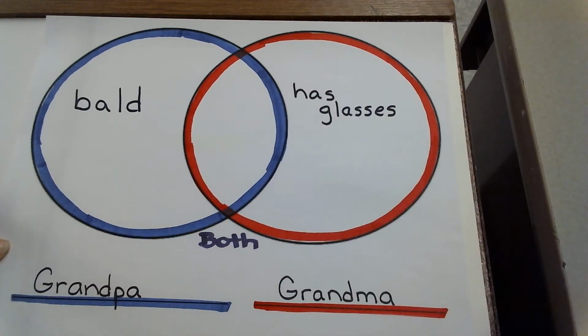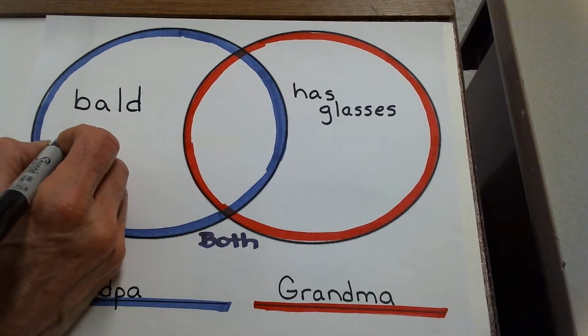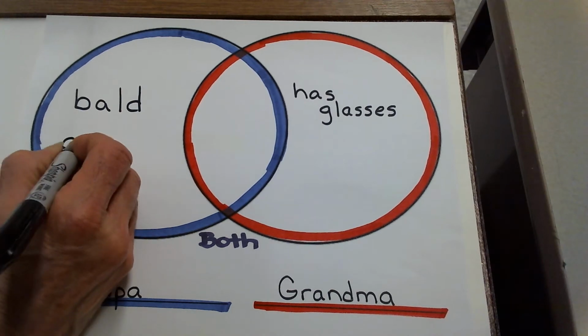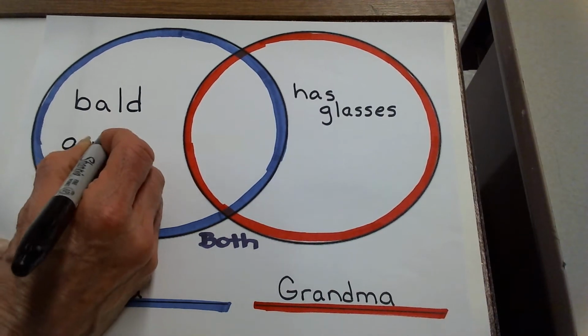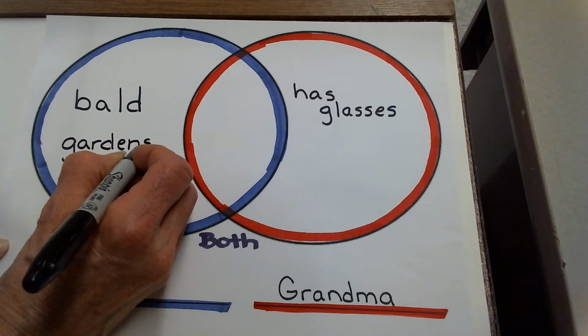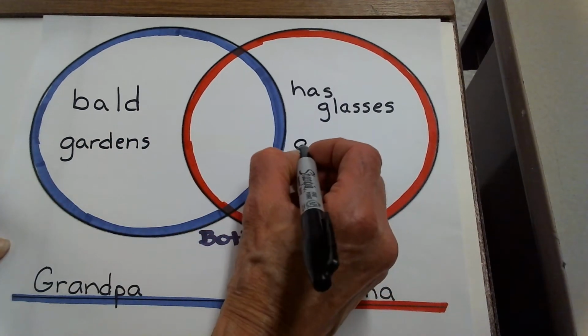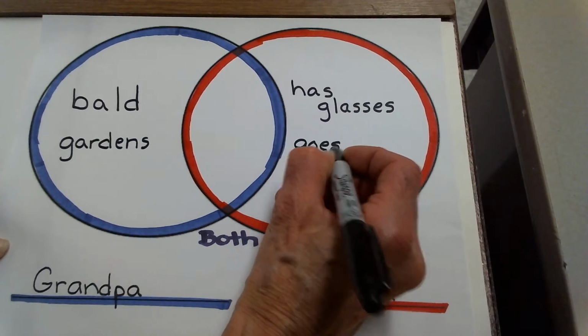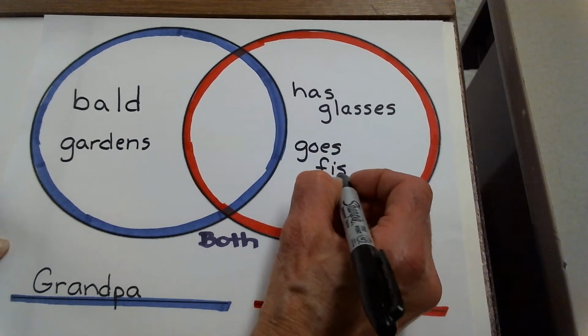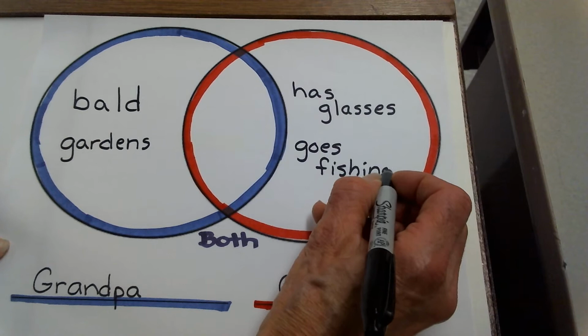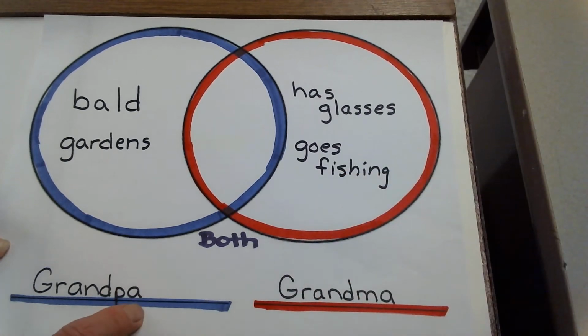Something else. Oh, Grandpa gardens. I'm going to write gardens over here for something that's true about only Grandpa. Now Grandma, she likes to fish. So I'm going to write goes fishing. That is something that's true only about Grandma, but not Grandpa.